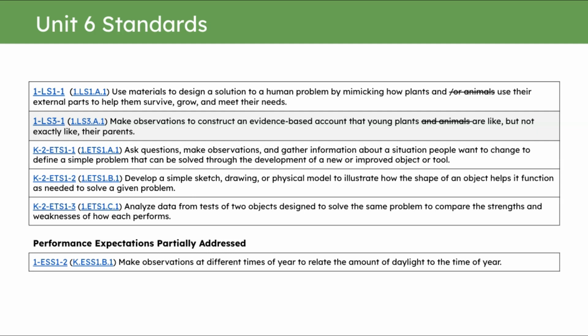This unit covers several first grade life science standards about materials used to design a solution to a problem and using evidence to construct explanations of how young plants compare to adults. They also include developing models about structure and function, making observations about daylight during the year, and analyzing test results of design solutions. 5 of the standards are covered in all dimensions, and 1 is partially addressed. Each of the Next Generation Science Standards corresponds to a Missouri Learning Standard listed in parentheses on this chart. If you'd like, take a moment to pause the video and review them.